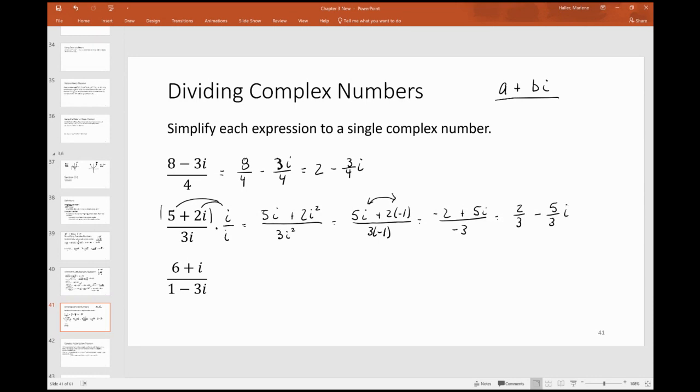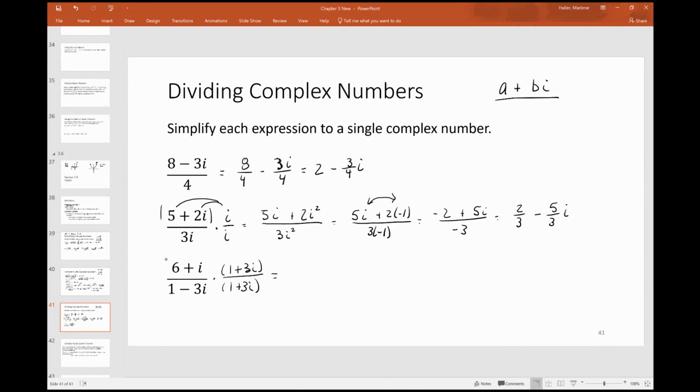All right. What about this last one? I need to get i out of the denominator. How do I do that? How do I get i out of the denominator? Well, the easiest thing to do is to multiply by the conjugate of the denominator, right? The conjugate of that denominator is going to be 1 plus 3i. So if I multiply both the numerator and the denominator by 1 plus 3i, I will no longer have an i in the denominator, right?